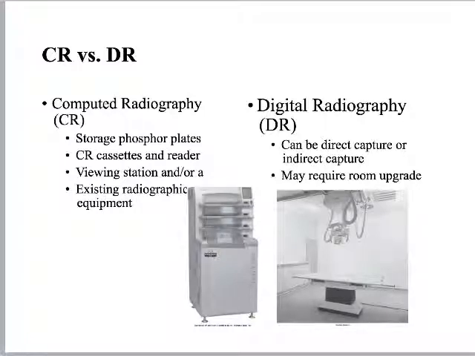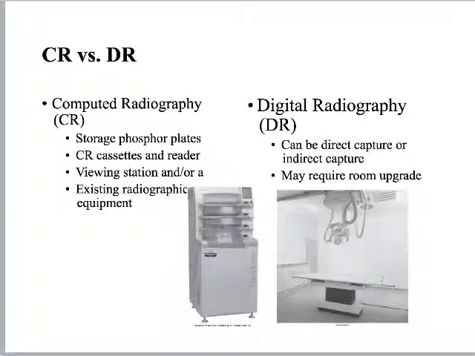Digital imaging, digital radiography, is a much bigger switch, right? Because now we don't need cassettes. It requires a total upgrade of all the equipment. You've got to pull out all that old equipment and replace it with brand new equipment, right? So there's some cost there. And it has the capacity to either do indirect capture or direct capture. And we'll unpack that more in a second.